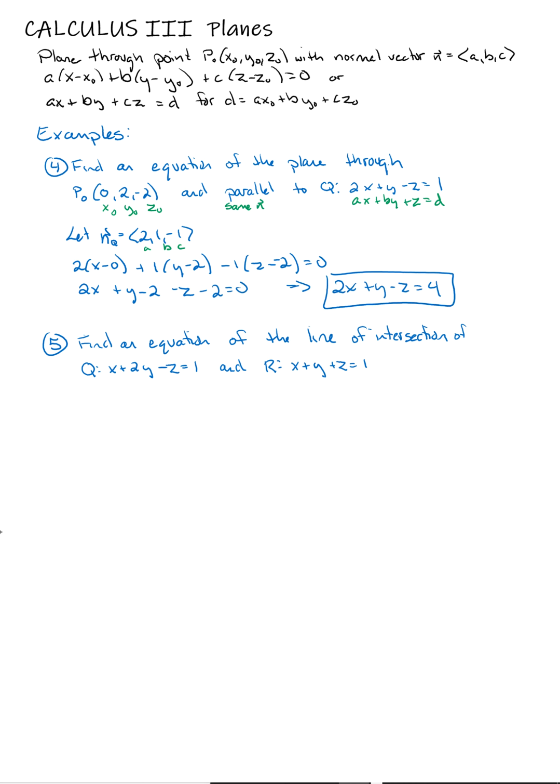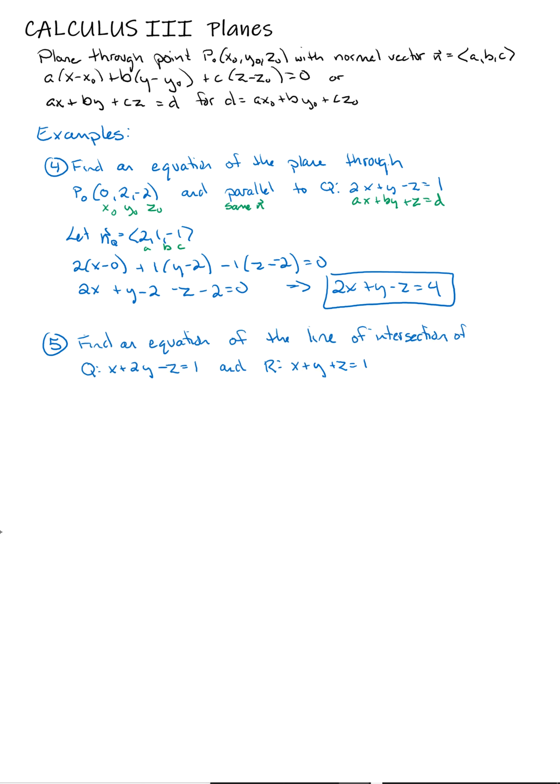This one is through our point P and parallel to the plane Q. All right, one more example. Let's find an equation of a line of intersection, now that we're given two planes. Plane Q is x + 2y - z = 1, and plane R is x + y + z = 1. I'm looking for a line of intersection. Now I have to remember how to find a line, not a plane. It's a little different.